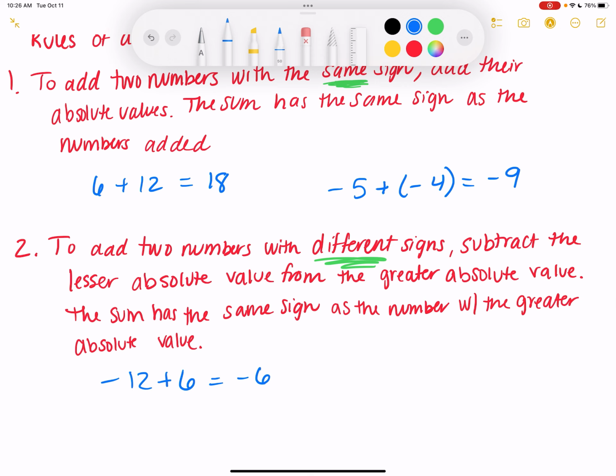And then another one, if we had something like 18 plus -3, we subtract the smaller number from the bigger number. So 18 minus 3 is going to be 15, and then we put the sign of the bigger number. Since 18 is the bigger number, it's going to be positive, so this one is going to be +15.